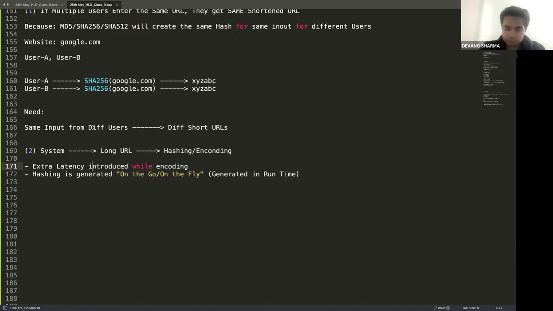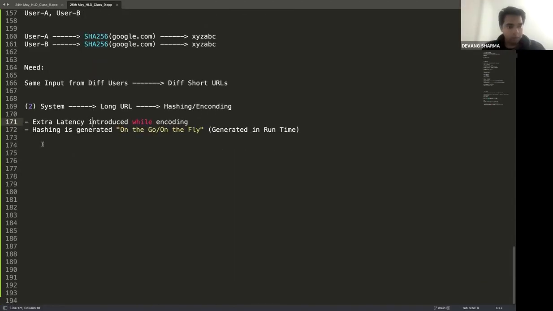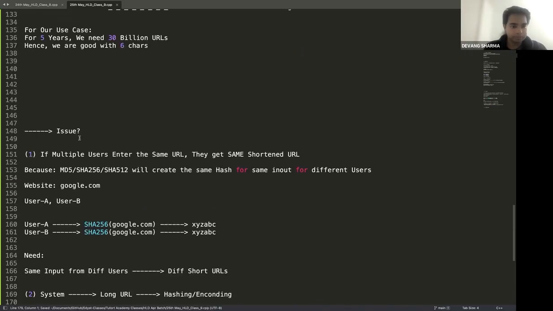Okay, cool. If this is good, now let's talk about workarounds for this. We'll take the problem one by one, we'll dissect the problem, we'll come to the solution one by one. Let's talk about the first problem.